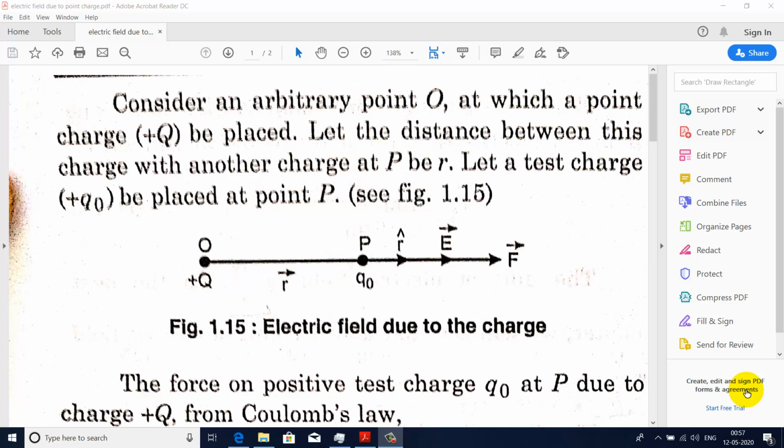In this lecture, I will discuss the electric field due to a point charge. Suppose we have a point charge plus Q which is kept at a point O. At a distance r from this point, there is a point P at which we need to determine the value of electric field due to this charge plus Q. At P we need to find the electric field, so we place a positive test charge Q0 at this point P.